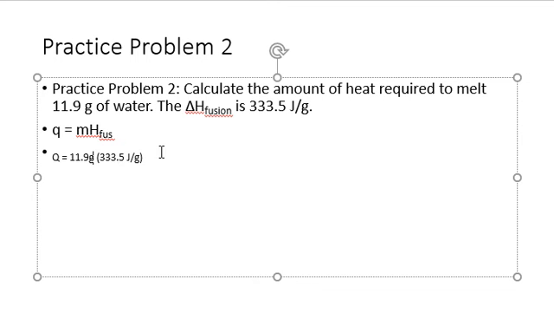Forgot my units, can't do that. And our heat is equal to 11.9 times 333.5. I'm going to do 3 sig figs, 3.97 times 10 to the third joules, which is 3.97 kilojoules. And the reason I'm converting it to kilojoules is because it allows me to get rid of this exponent.